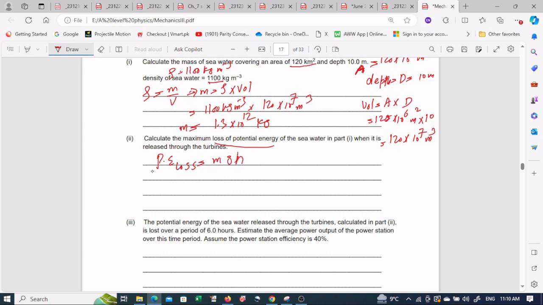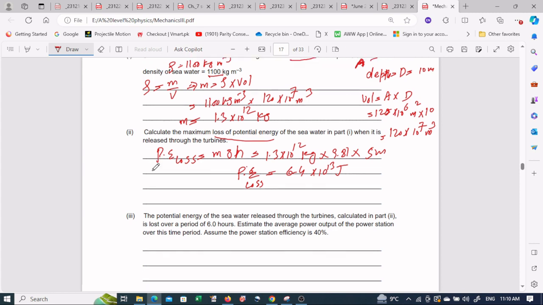We simply use mgh. Here m is the mass we already calculated, 1.3 times 10 to the power 12, multiplied by g, 9.81, multiplied by the height of 5 meters. We get the energy loss of 6.4 times 10 to the power 13 joules. So this is the potential energy loss.